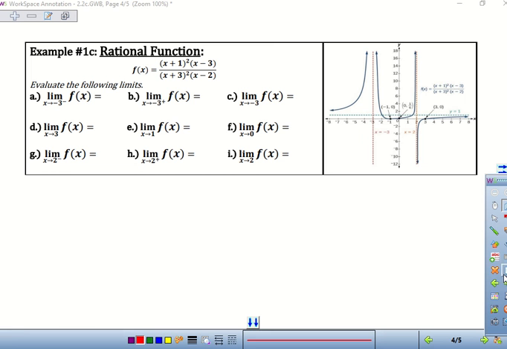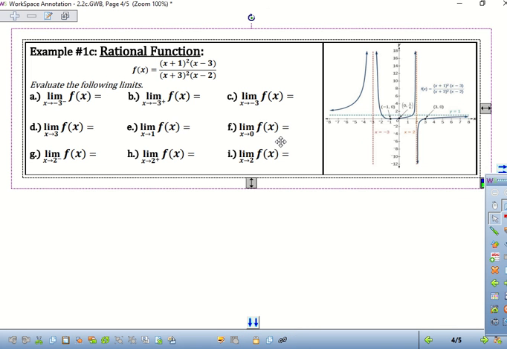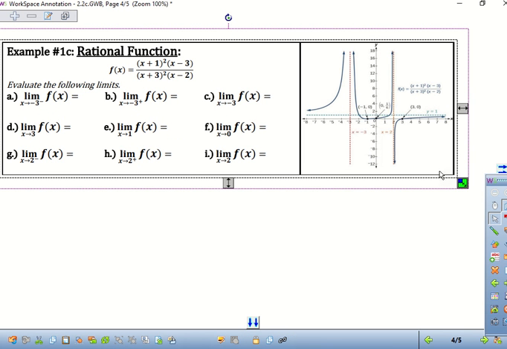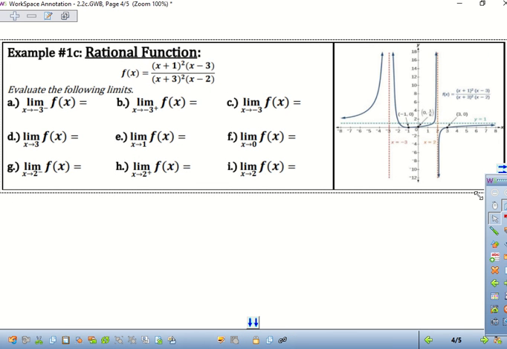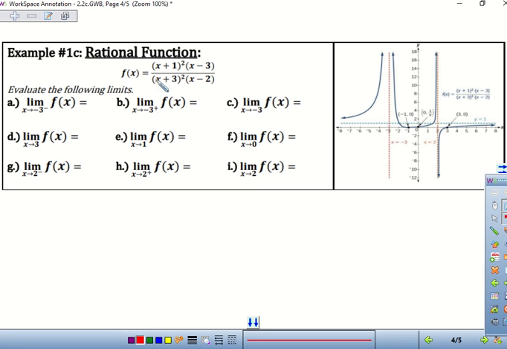We're going to look at the picture and determine all the separate limits. So first thing I want to mention is if you want to, you could rewrite this as x plus 1 times x plus 1. You know what I mean? You could write that binomial out twice. The numerator will give you the x-intercepts. So do you see how we have an x-intercept at -1 and at 3 due to the factors of the numerator?